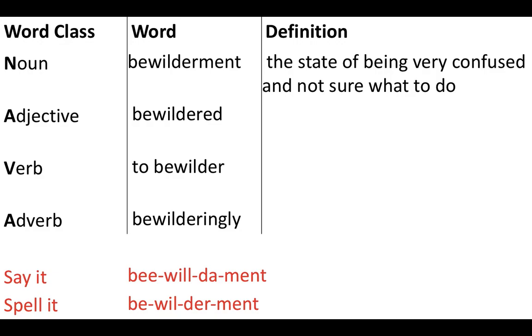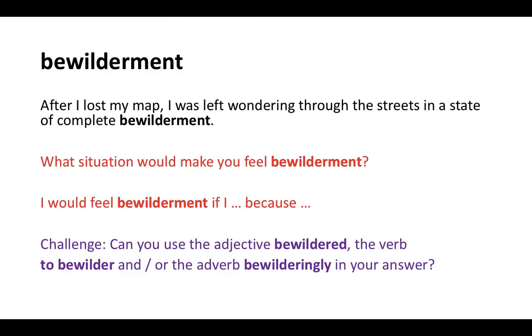Alright, KS3, so hopefully you have made some notes using the slide on the noun bewilderment. Hopefully you were not too bewildered about what you had to do there. Ha ha. So here is my example sentence. After I lost my map, I was left wandering through the streets in a state of complete bewilderment. Obviously a map would help you to find your way. Without it, you'd probably be quite confused.